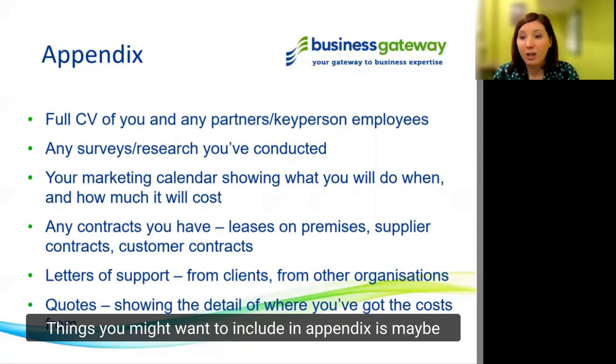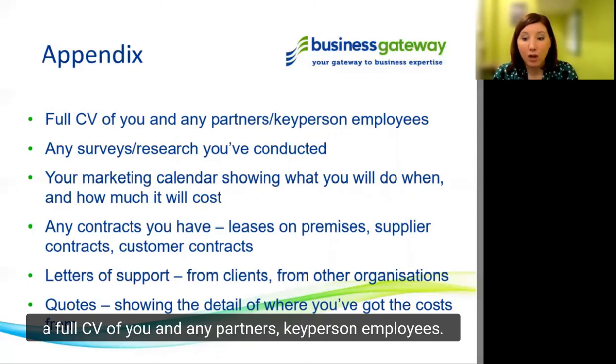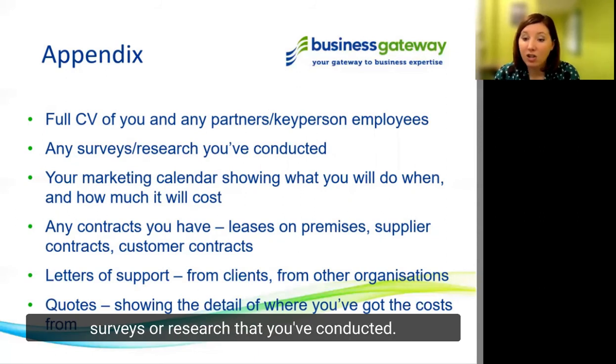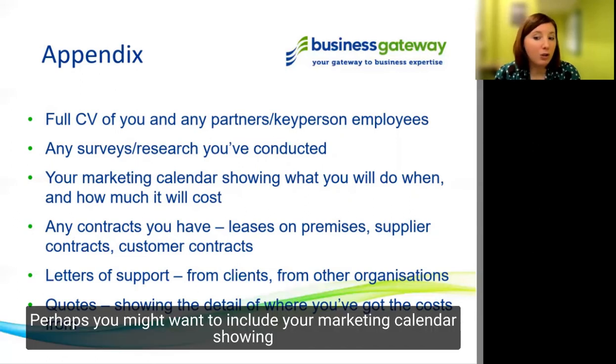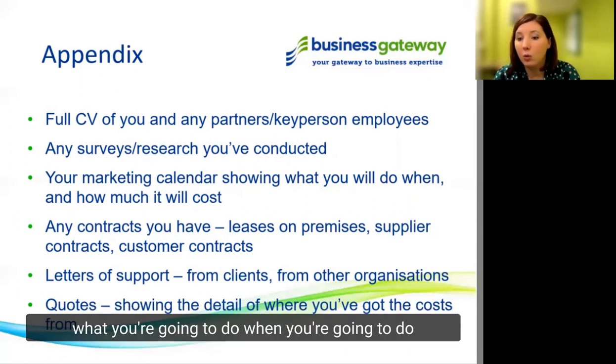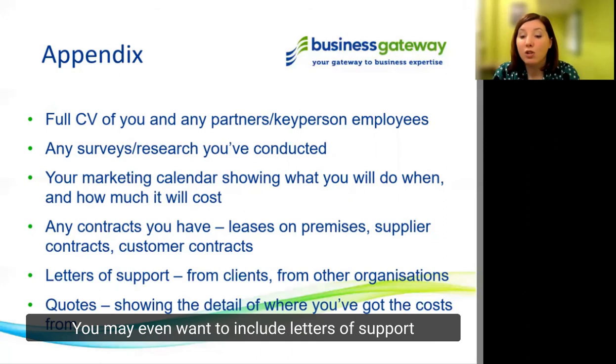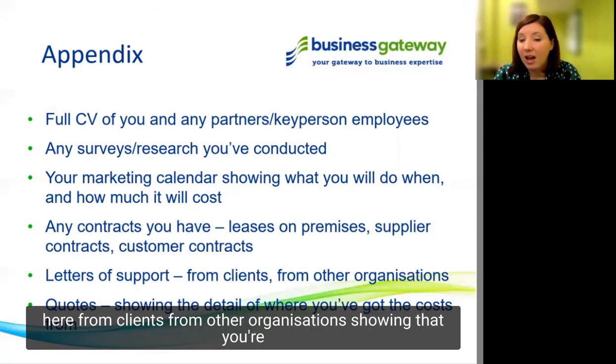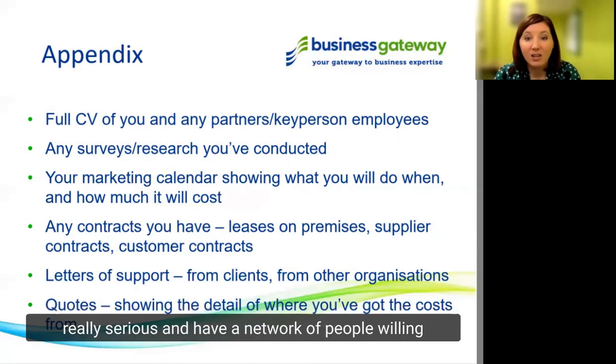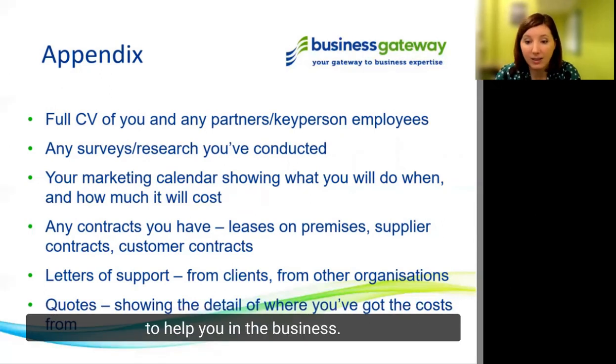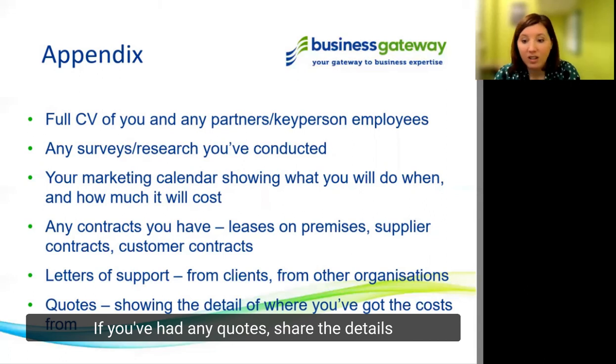Things that you might want to include in the appendix is maybe a full CV of you and any partners, key person employees. You might also want to include any surveys or research that you've conducted. Perhaps you might want to include your marketing calendar, showing what you're going to do, when you're going to do it, and how much it's going to cost. You also probably want to include any contracts that you've got, leases on premises, supply contracts, customer contracts. You may even want to include letters of support here from clients, from other organizations, showing that you're really serious and have a network of people willing to help you in the business. If you've had in quotes, show the detail of where you've got the costs from in here. You can include the quote in the appendices.